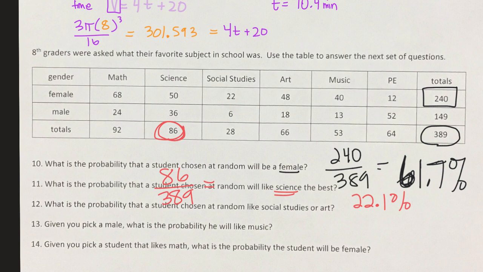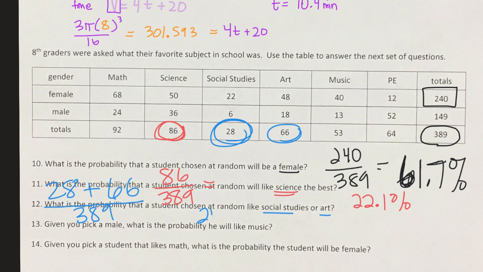What's the probability of a kid that likes social studies or art? So we're looking at social studies. There are 28 kids that like social studies, and there are 66 kids that like art. So we add together those number of kids, and we're still dividing by 389. And that gets us 24.2%. So 24.2% of kids like social studies or they like art.